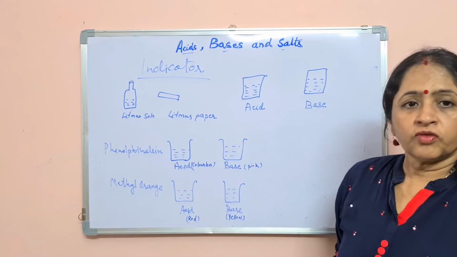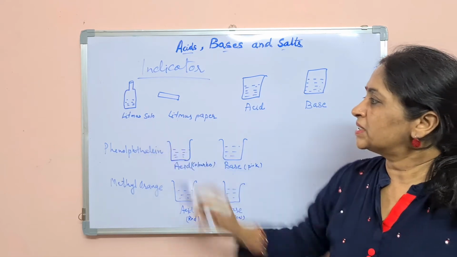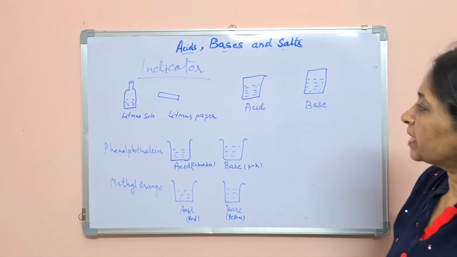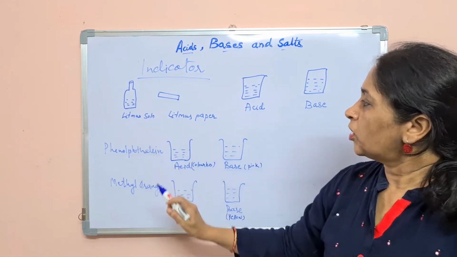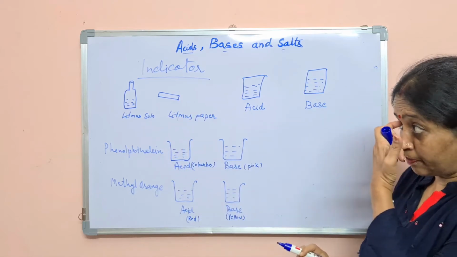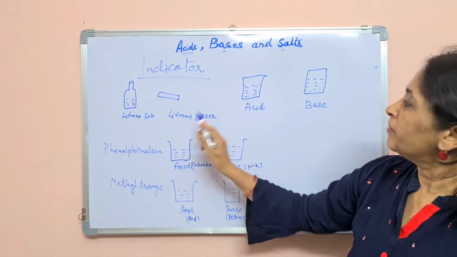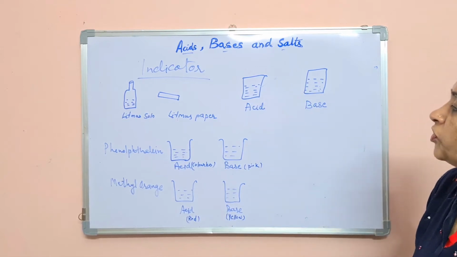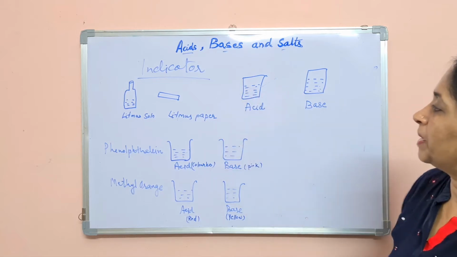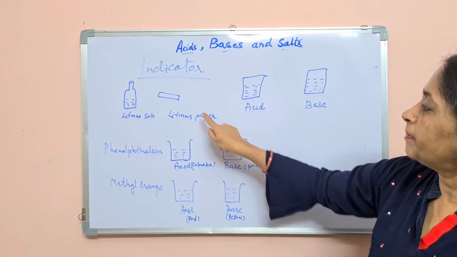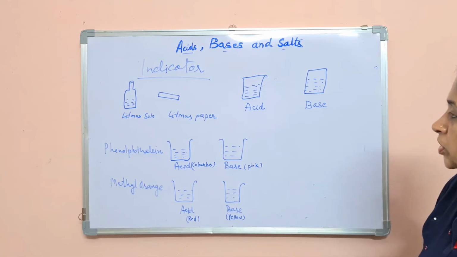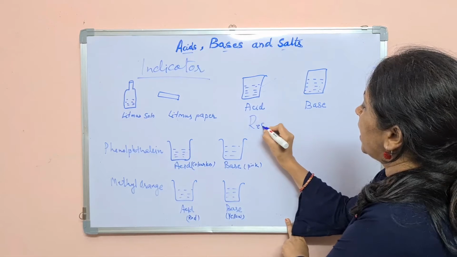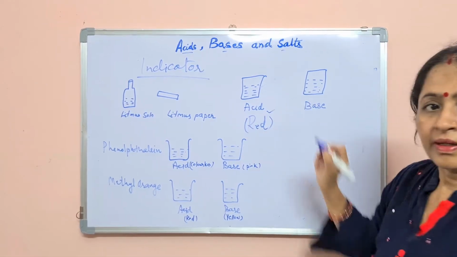So the first indicator, as I told you, is the litmus indicator. Litmus is a natural indicator obtained from the plant lichen. It can be used as a litmus solution or in the form of litmus paper. When you dip a litmus paper in an acidic solution, the litmus paper turns red.